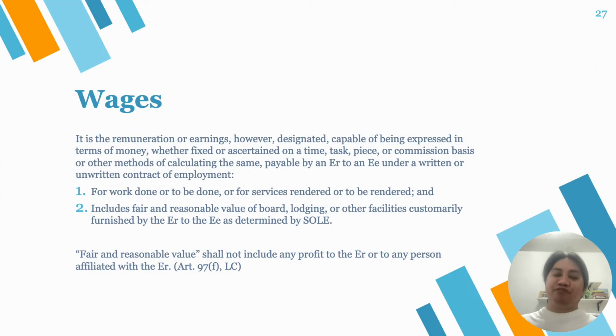So wages, as defined, is a remuneration or earnings that are capable of being expressed in terms of money, whether they're fixed or ascertained on a time, task, piece, or commission basis. Meaning, you're measured by hours, so that's time, or you're measured by completion of certain tasks, or you're paid based on a piece of goods or items you've finished, or on a commission basis, as long as it's expressed in terms of money or any other methods of computation, and it's payable by the employer to the employee under an agreement.